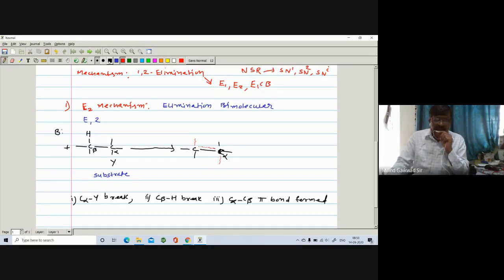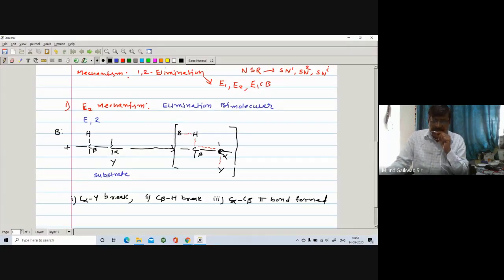So here the bond between the C alpha and Y undergoes breaking. The bond between C alpha and C beta undergoes forming, and the bond between the C beta and H is also breaking. At the same time, there is a base, and the base forms a bond with the hydrogen. So this is your transition state, and the transition state you have to write in brackets.